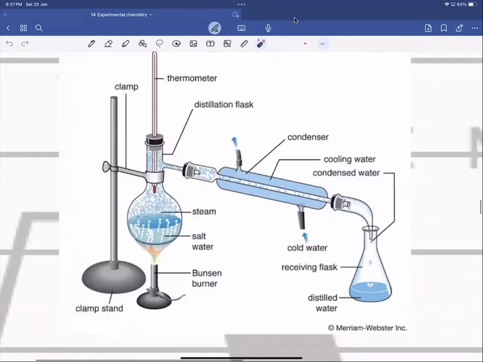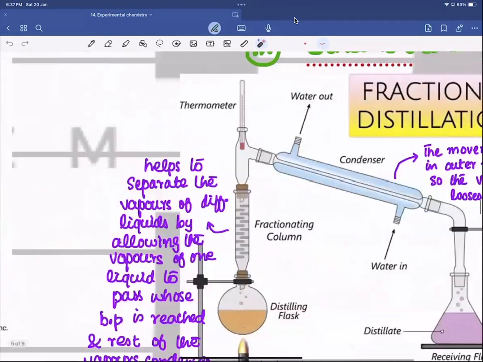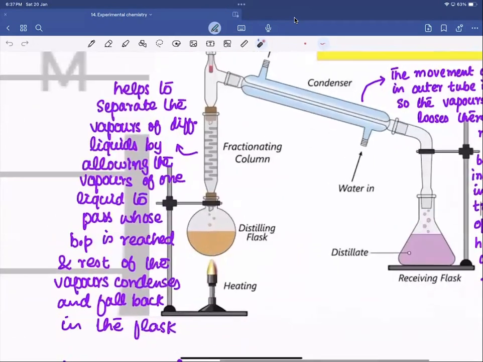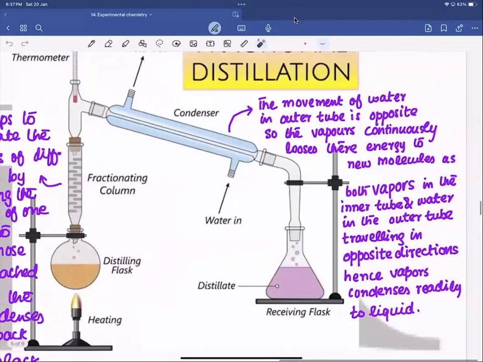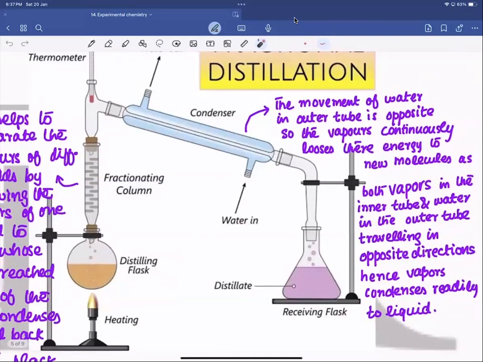Yeah, there is one more apparatus which is the fractionating column over there. It helps to separate the vapors of the liquids in the fractionating column. And there is always a movement of water in the opposite direction to the movement of vapors, which makes the vapors get cooled more quickly and turn into liquid.